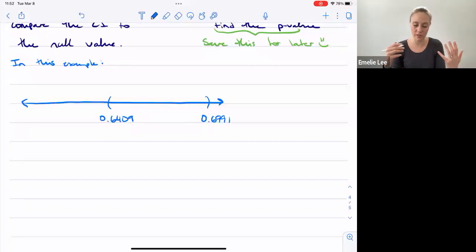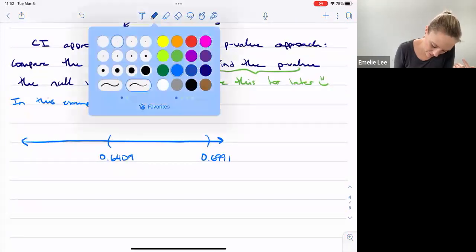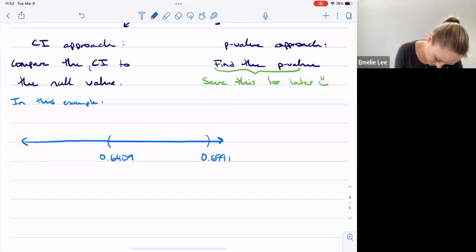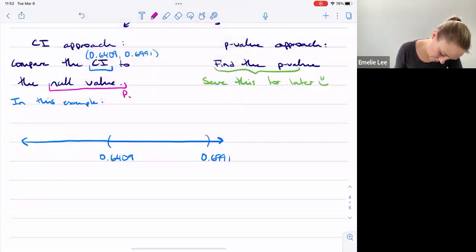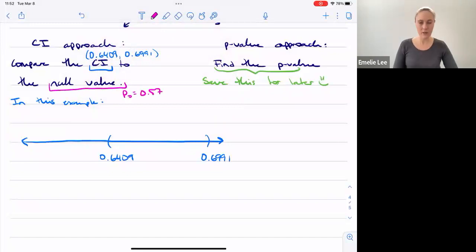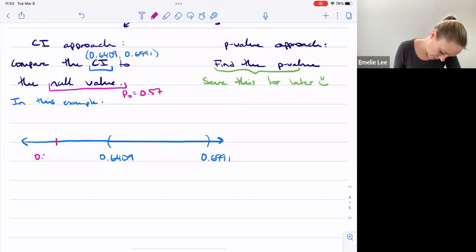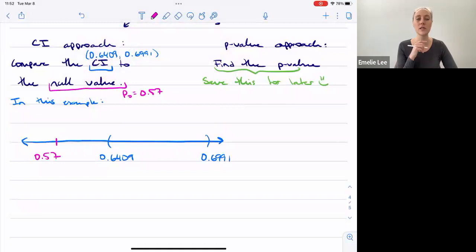Now what I want to do is put my hypothesized value, my null value. So here, compare the confidence interval, which was 0.6409 up to 0.6991, to the null value. P naught was 0.57. So now I'm going to put 0.57. The only thing that I'm looking for is, is it in the interval or not? Right, 0.57 is somewhere out here. It's a number line, so it's increasing as we move through. And what we see here is the null value is not in the interval.